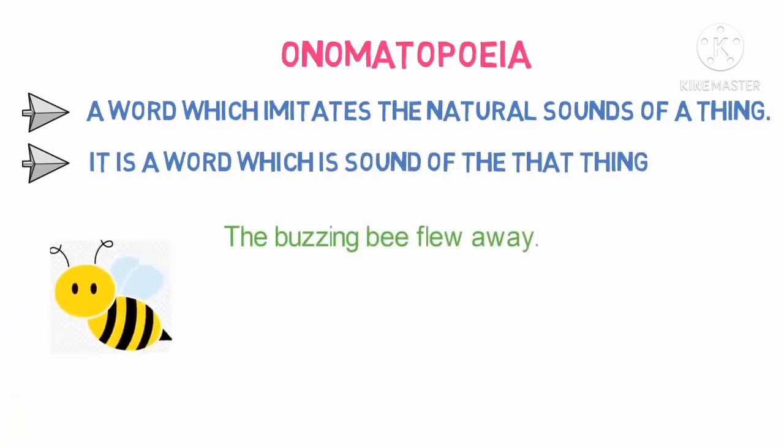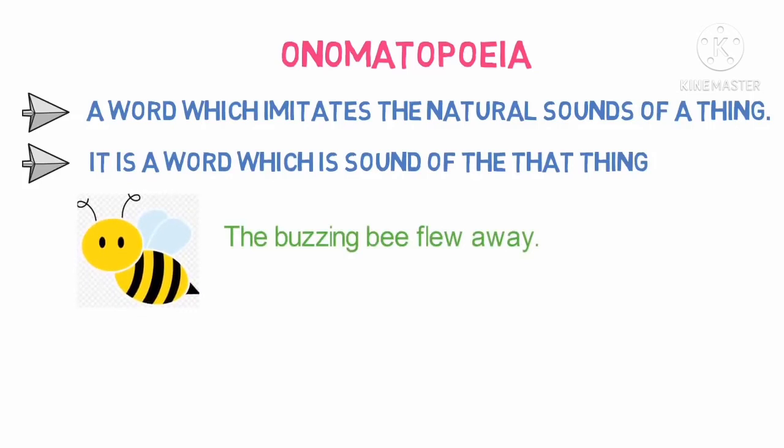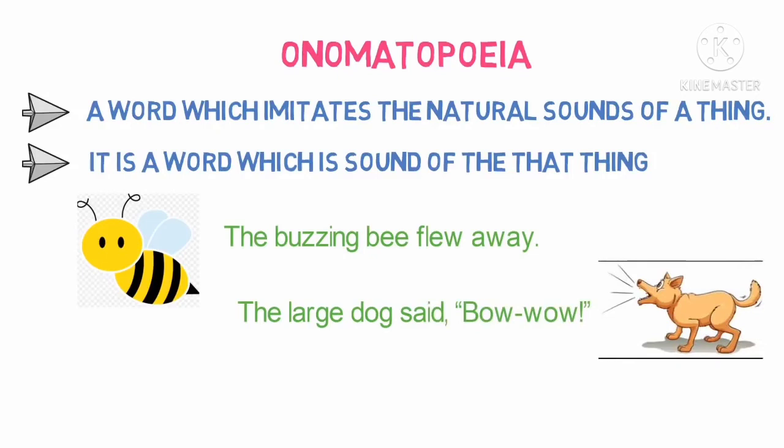What is the sound of a bee? It is buzz. As in this statement, we are using the sound of a bee buzzing. It is onomatopoeia. Let's look into the next example of onomatopoeia. The large dog said bow wow. Now what is the sound of a dog? It is bow wow. As in this statement, we are using the sound of a dog. It is onomatopoeia. Let's look into one more example of onomatopoeia.